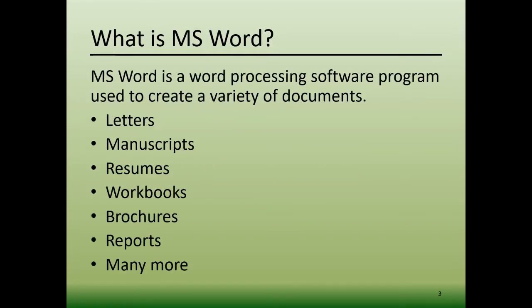Let's begin by talking about what Microsoft Word is and what it's used for. Microsoft Word is a word processing software program. It can be used to create a variety of documents that were once created with a typewriter. The bulleted list you see here are just a few of the examples of what you can use Microsoft Word for. The most common things I have found people using Microsoft Word for are to write letters, and also to type up book manuscripts. But of course, the uses for Microsoft Word are practically endless.